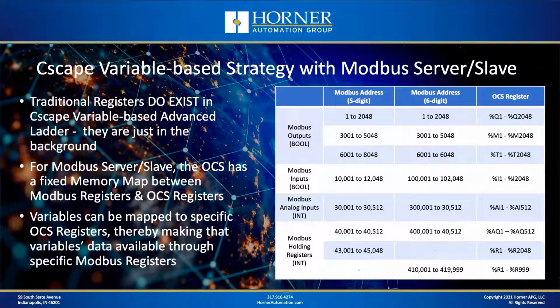Now, with variable-based advanced ladder, traditional memory addresses and register addresses still exist in the OCS. They're just in the background. When you're creating regular variables in your program that aren't necessarily tied to real-world I/O or aren't being broadcast over a network, you don't need to worry with variable-based advanced ladder. You don't need to worry about where those variables might be mapped by Cscape in the OCS memory. It really doesn't matter to you.